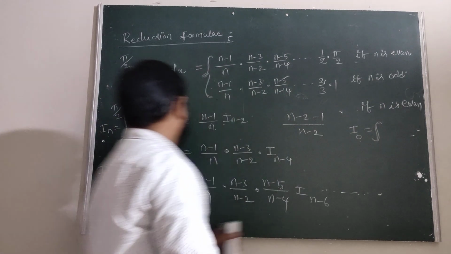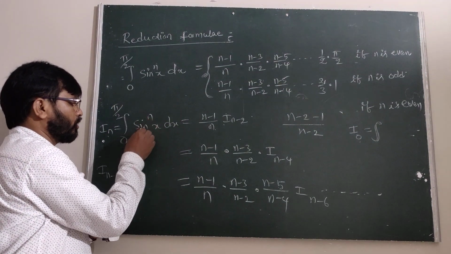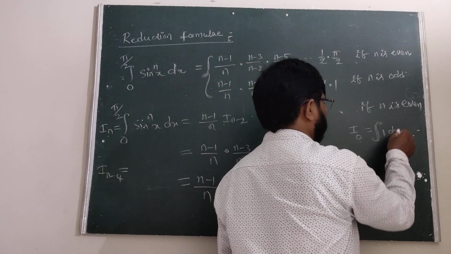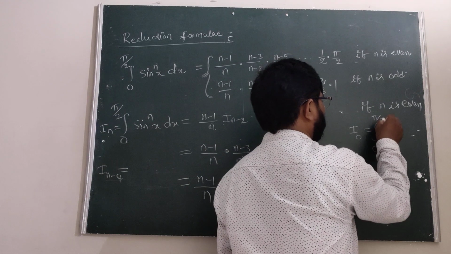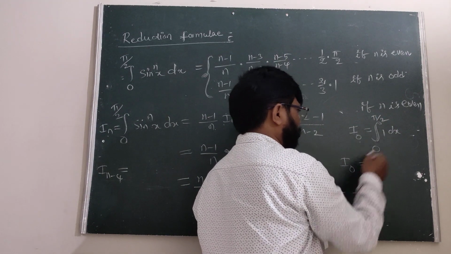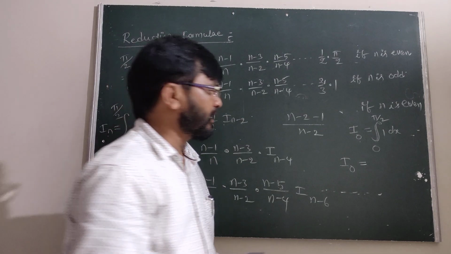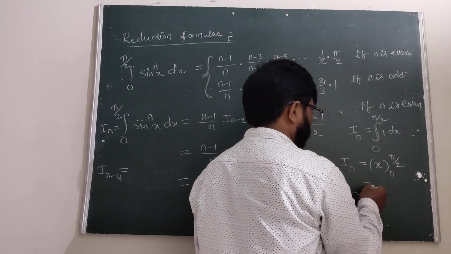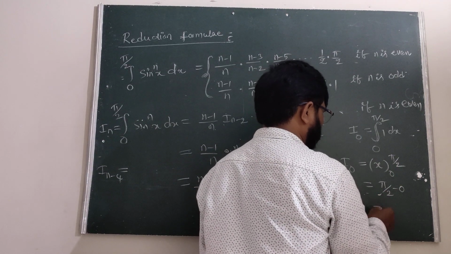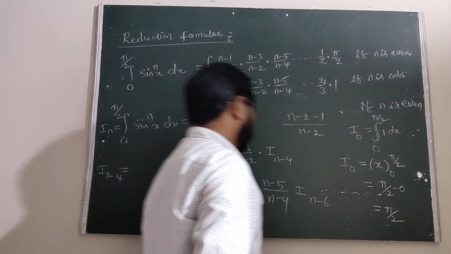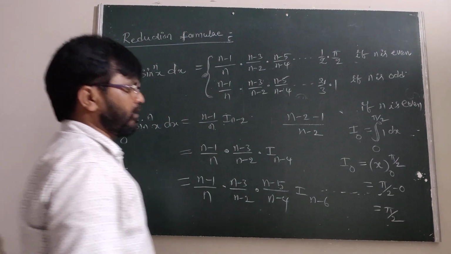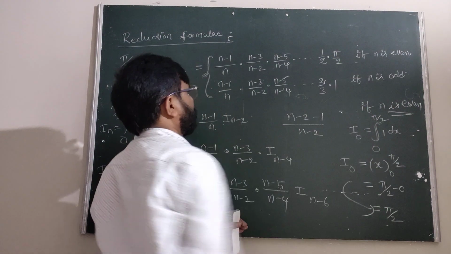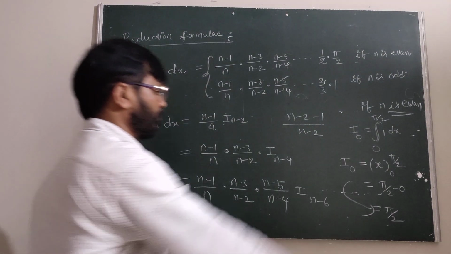I 0 means sin power 0, and sin power 0 means 1, since any power 0 value is 1. So I 0 equals the integral from 0 to pi by 2 of 1 into dx. The integral of 1 into dx is x, where the limits are 0 to pi by 2. Now we write pi by 2 minus 0, which is pi by 2. So if n is even, finally we get pi by 2.